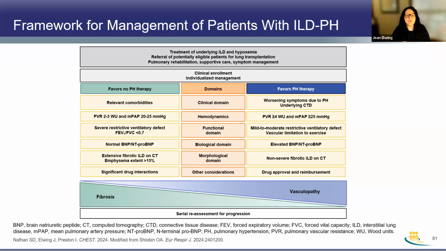So what should drive us to treatment or not treatment? We really need to take the whole picture. Look at symptoms, hemodynamics, worsening, BNP, the level of fibrosis, and what drugs are available. And then put that together. Have an open discussion with the patient to determine best strategies, interventions, and management.